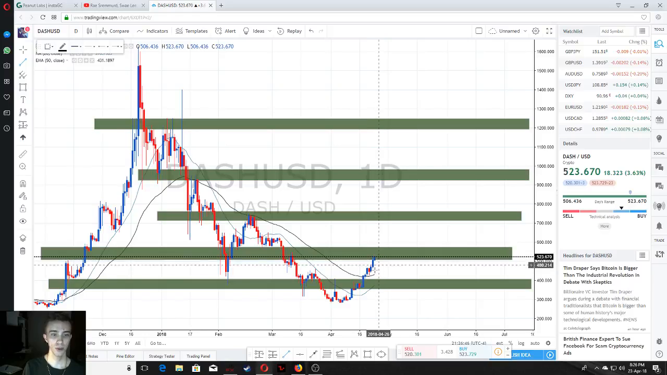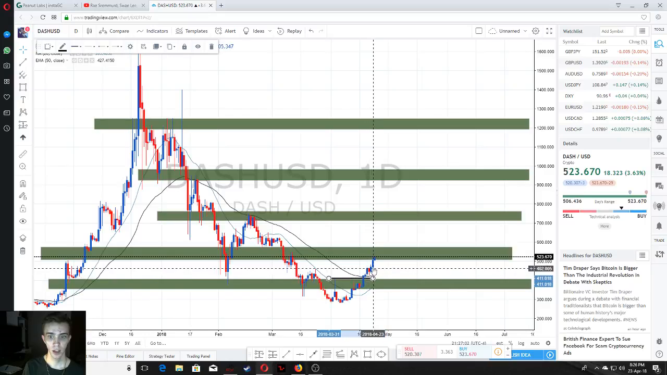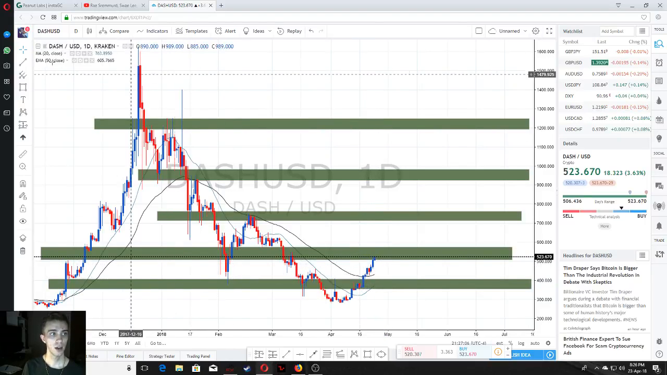Now, as you see, we're approaching this zone right here on Dash currently as of April 23rd, and the move to buy was right here once we broke this structure. As you see, it broke, did a little retest, and then came up about $100. So that was a nice move right there.